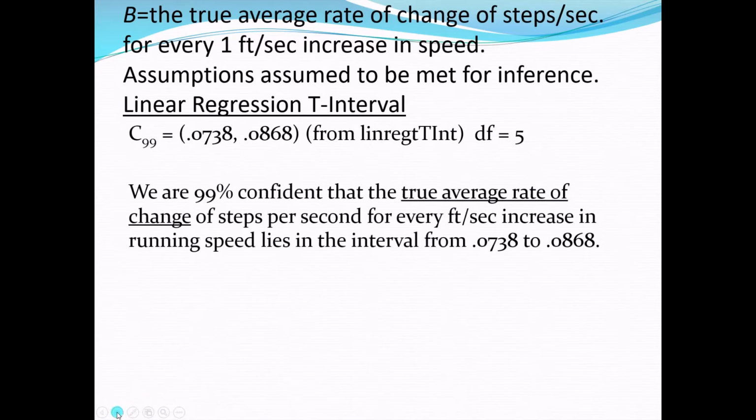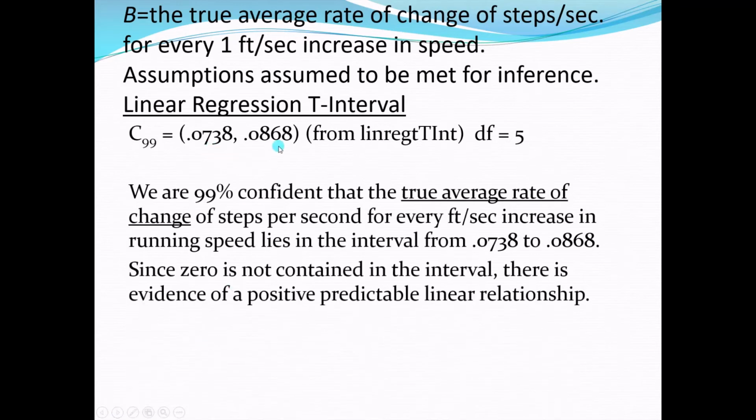Now, the other thing that we have to do is we have to look for 0, because at 0, there's no linear relationship. If 0 were in here, we would have evidence that there's no linear relationship between these 2 things. We don't find 0 there. In fact, they're both positive. So we have to add on this extra statement. Since 0 is not contained in the interval, there is evidence of a positive predictable linear relationship. All right? Positive because both of these are positive. Simple. Okay? So we have to check for 0 here. Otherwise, what would be the point?